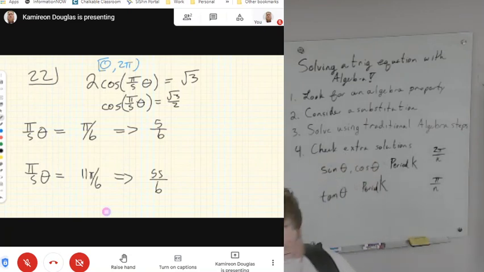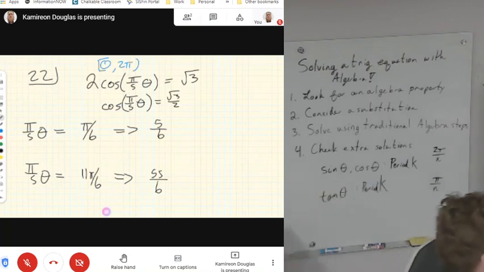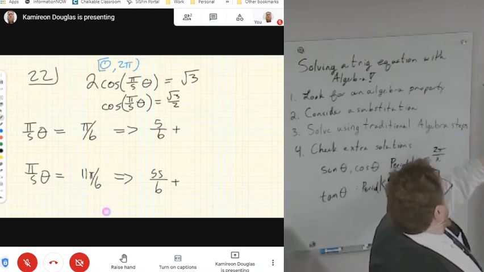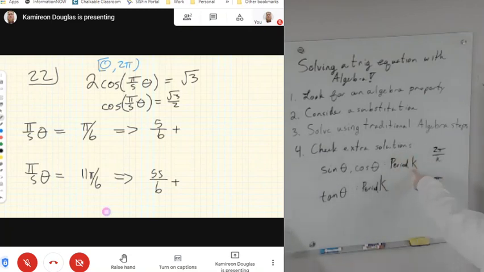So, these are my possible solutions. But remember, these possible solutions are going to be modified by the period. So, I'm going to add to each of these possible solutions the period times k. For this one, since we're dealing with cosine, that'd be 2 pi over n, so 2 pi over pi over 5.